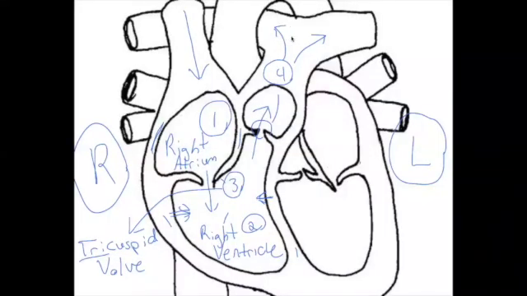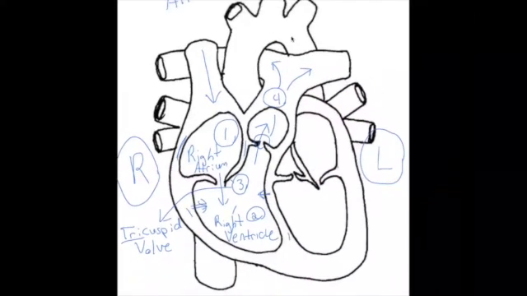And this valve right here, which I'm labeling as number 4, is called your right semilunar valve. Now I'll zoom out a little bit so I can actually write that somewhere. So it's called your right semilunar valve. And it's called right, obviously, because it's on the right side of our heart. Remember, because the heart is reversed.